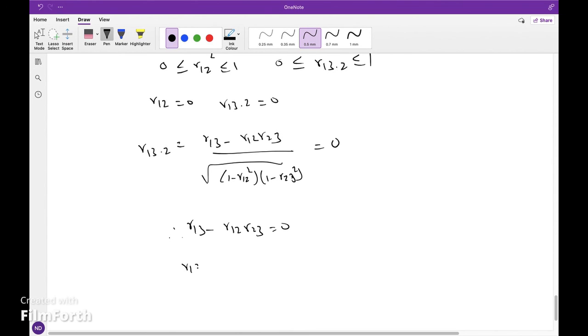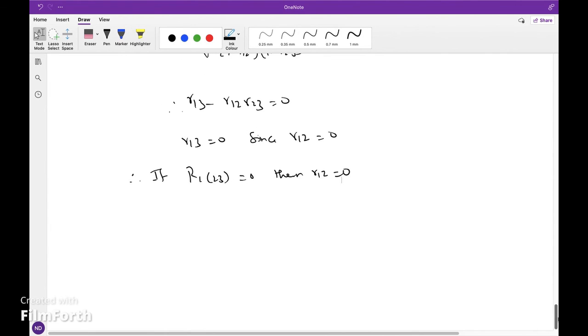So r13 equals 0, since r12 equals 0. So if capital R1.23 equals 0, then r12 equals 0. So if the multiple correlation R1.23 is equal to 0, then the partial correlations are equal to 0. Therefore, X1 is uncorrelated with X2 and X3.